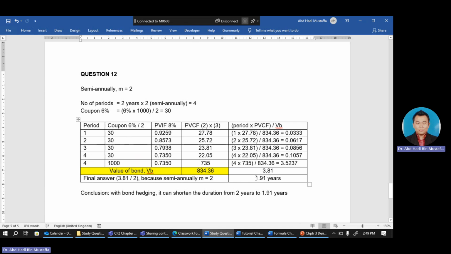Why? Logically speaking, the bond is 2 years, right? But your answer is 3.81. That means the duration is not shorter, it is longer, and the debt increases. So when you divide by 2 because it is semi-annually, you get 1.91. That means for 2 years, after you hedge, you get a shorter time of 1.91. That is how the answer should be. The answer must be smaller than the original number of years. If you don't get that, there might be something wrong with your working.